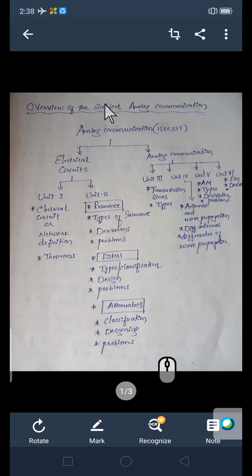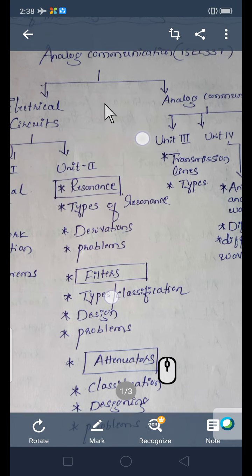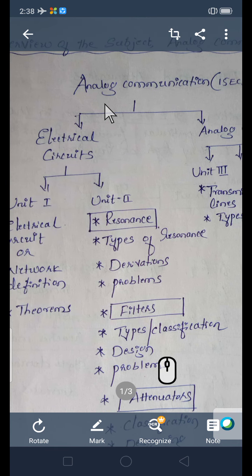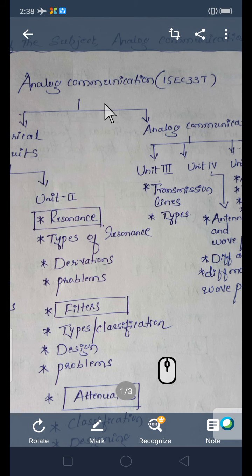Students, this time I'll be dealing with the subject called analog communication for you people. Before we start with the actual syllabus, let me introduce the overall view of this subject. The overall view of this subject is analog communication with the code 15 EC 33T.